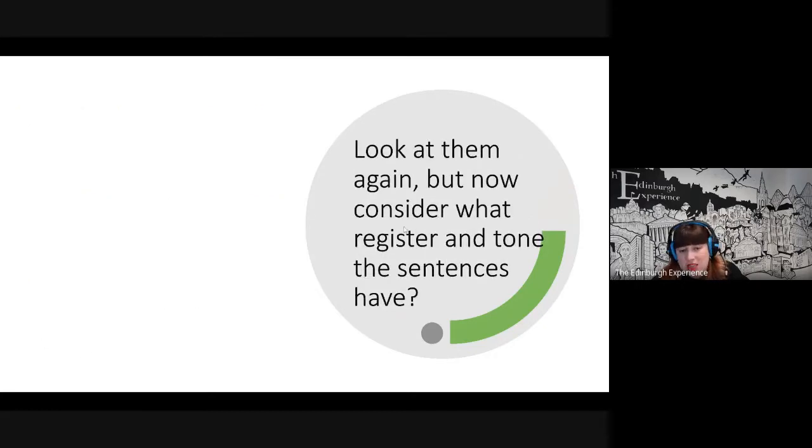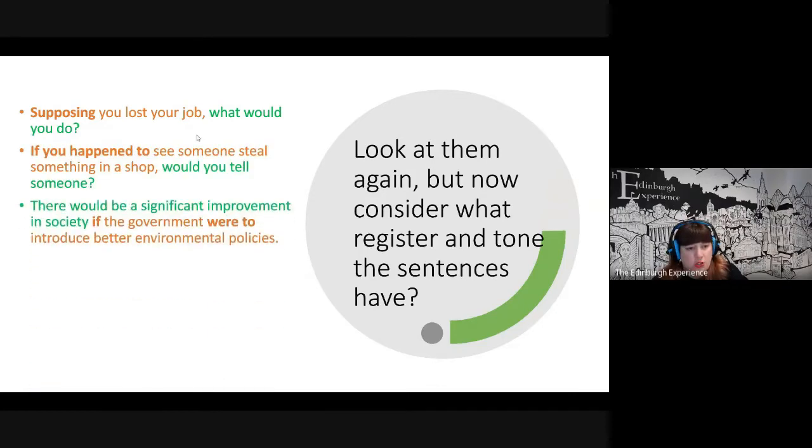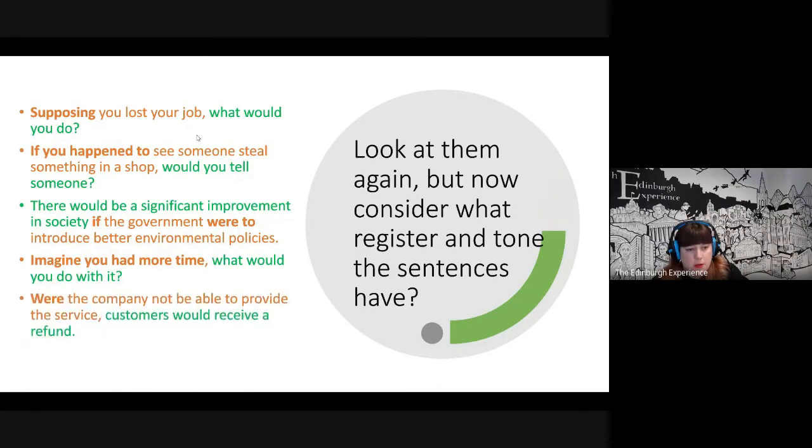So let's look at those again, but this time we're going to consider the register and the tone that these changes add. So here we go. Supposing you lost your job. Hang on, let me bring them back up again. Actually, all of them. Here we go. There you go. That was the mistake I had before. Imagine you had more time? What would you do with it? That was the example I wanted to show you, not the one I put by mistake.